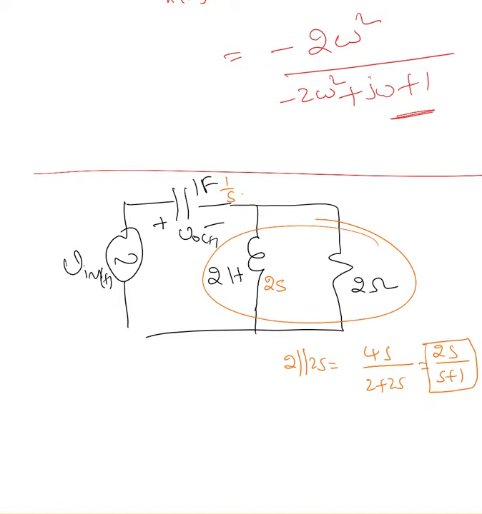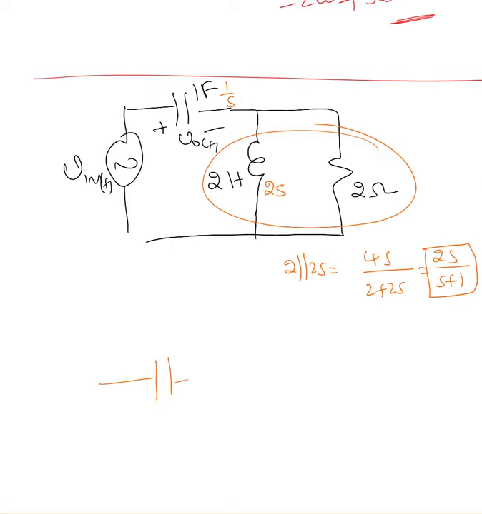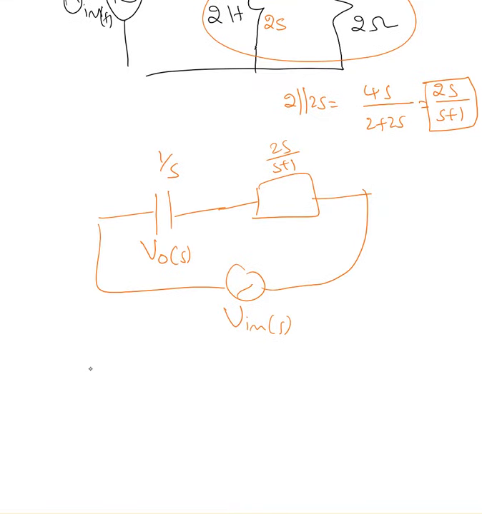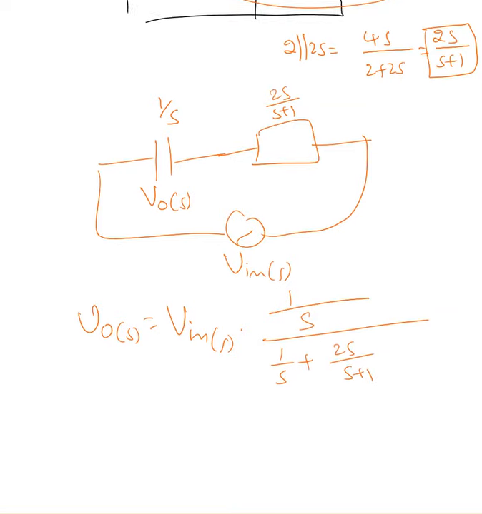Okay, so I can draw the circuit something like this. This is 1 over S. The impedance here is 2S over S plus 1. Now I can use the voltage division rule. So this is V in of S, this is V out of S. If I use the voltage division rule, V0 of S equal to V in of S times the same impedance, which is 1 over S, over the total impedance 1 over S plus 2S over S plus 1.